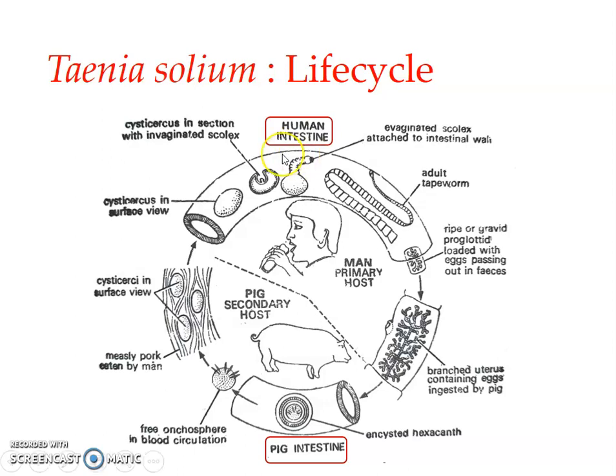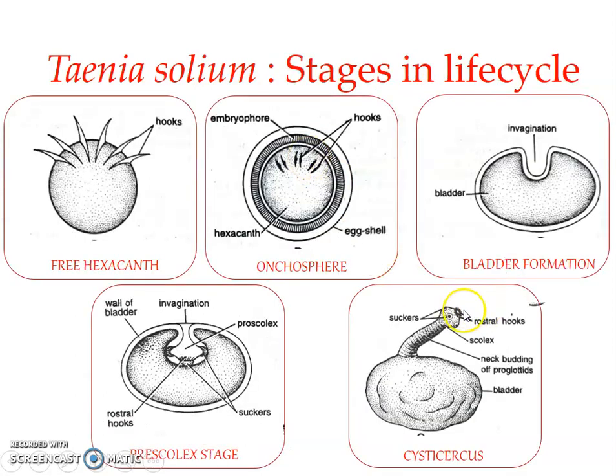Okay, now the neck begins to proliferate, that is, it starts to bud off new segments, proglottids, and then sooner or later the bladder, this is the bladder, okay, you can see here, this is the bladder, right? And this is the evaginated scolex. You can see this is the evaginated scolex and this is the bladder.